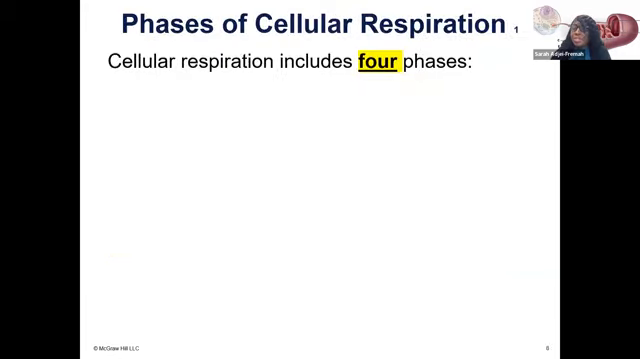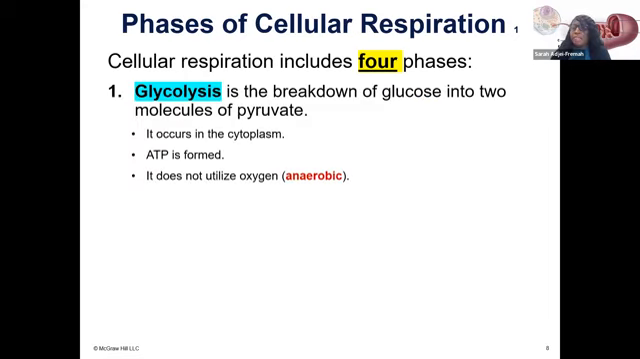So again, I need you to think of the big picture. The food that we eat, the different molecules, the carbohydrates in it, how does our cell harvest this energy in the form of ATP? So the cellular respiration process is a stepwise process, and it includes 4 main phases. The first phase is called glycolysis. Glyco means sugar, and lysis means to break. So glycolysis simply means breaking down the sugar, which is in this case glucose.